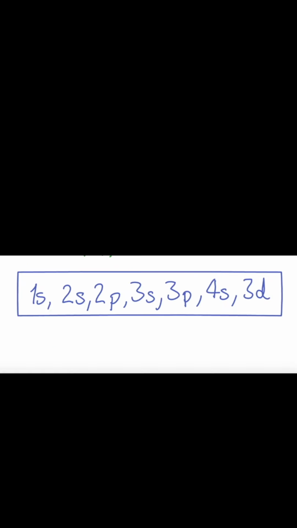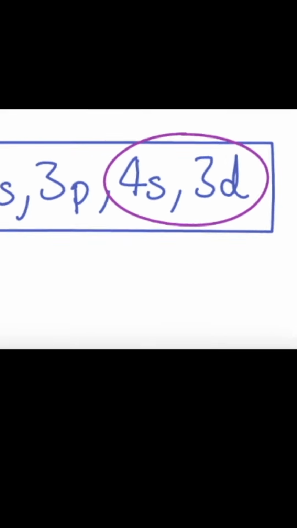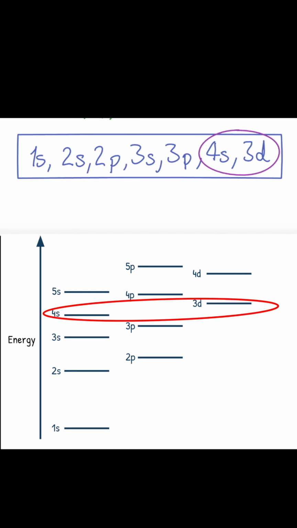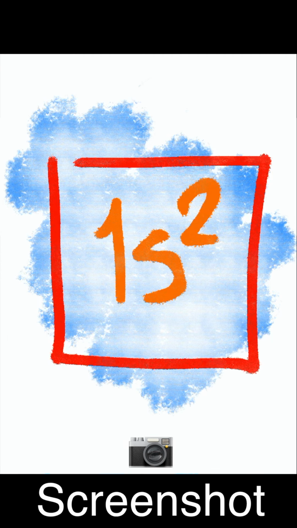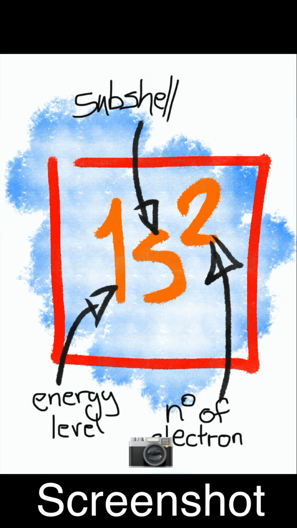Now, when writing electron configurations, this is the order that the subshells should be in. The thing to look out for here is the 4s and the 3d, because you would expect 4s to come after 3d, but in fact it comes before as it has a lower energy level. When writing electron configurations, the number represents the energy level, the letter represents the subshell, and the superscript number represents the number of electrons in that subshell.